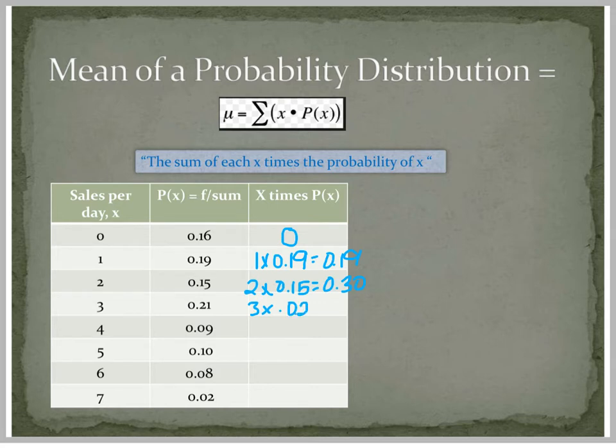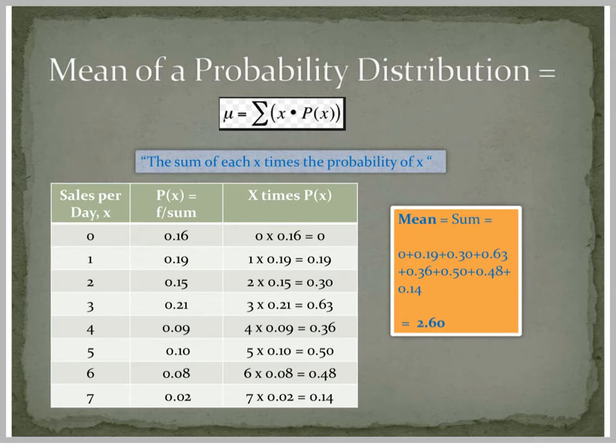0.21, oops, I put my decimal in the wrong place, times 3 equals 0.63, and I continue on to fill in that chart, and I see that I have 0.36, 0.50, 0.48, and 0.14. The final step for calculating the mean, once I have all of those values, is to add all of them up. When I add all those values, I get a mean value of 2.60. So the mean of my probability distribution is 2.60.